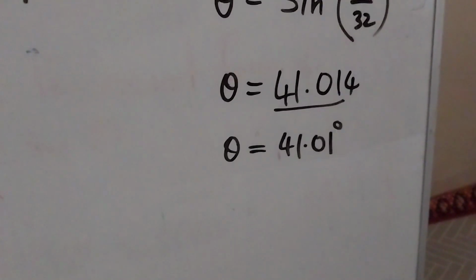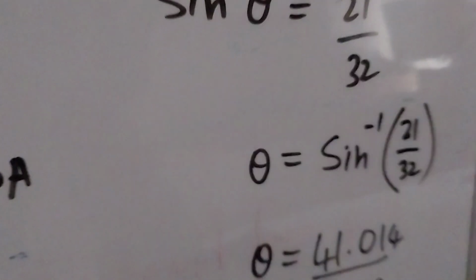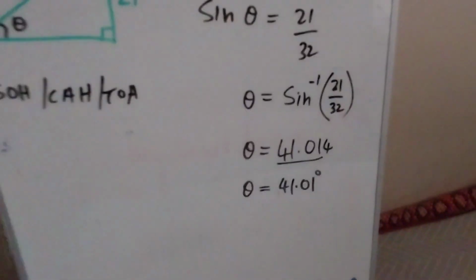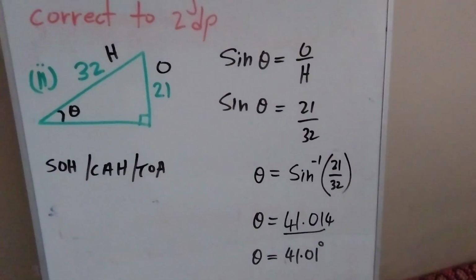So angle is always given in degrees. Not centimeters, not meters, but the degree sign has to be there. Otherwise, you can lose half a mark for that.